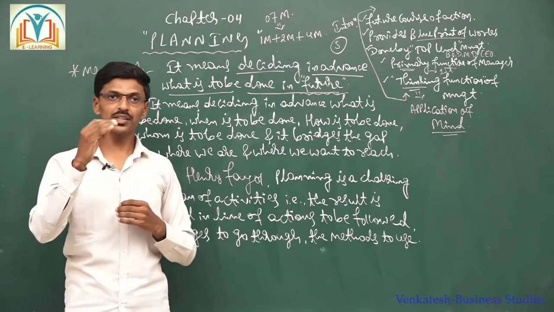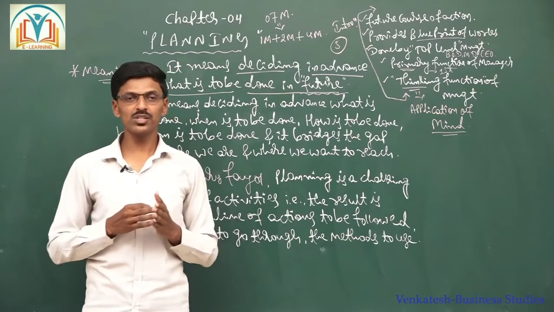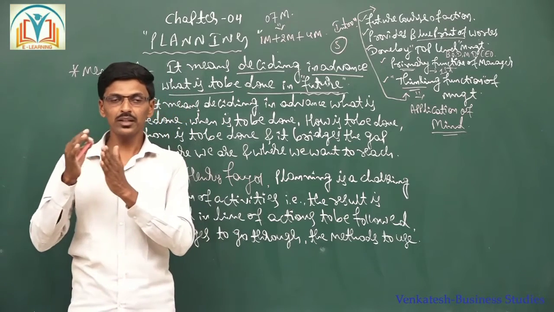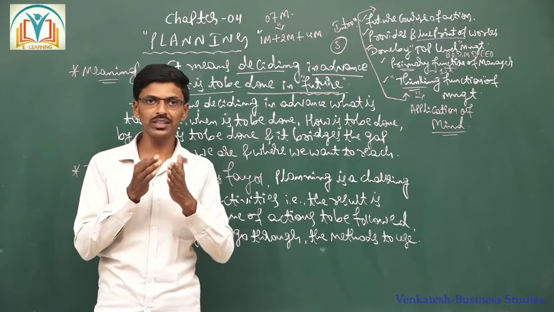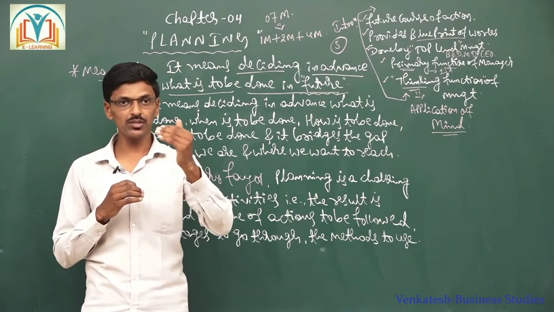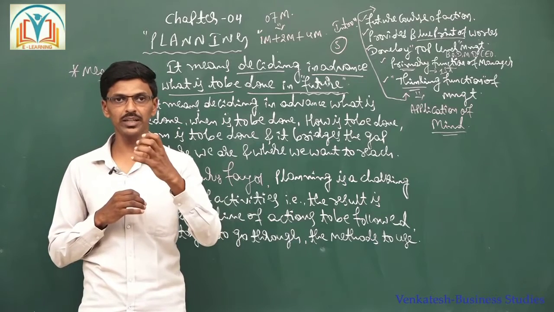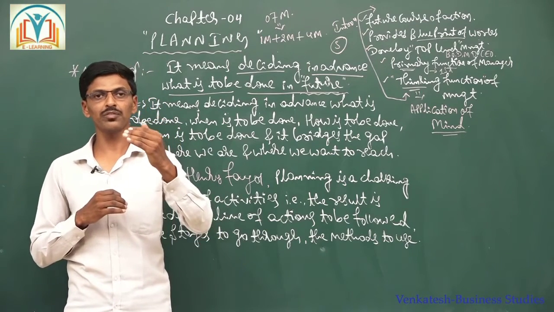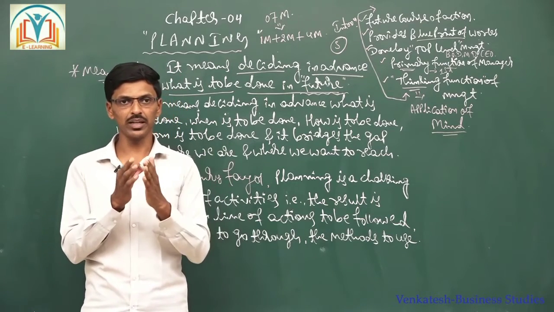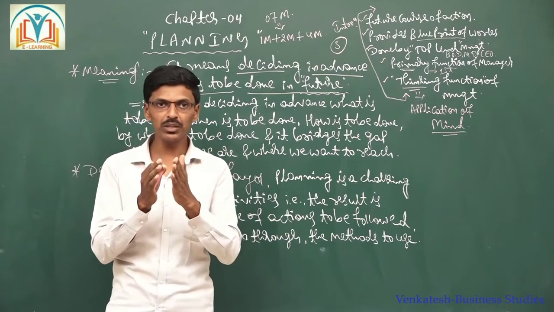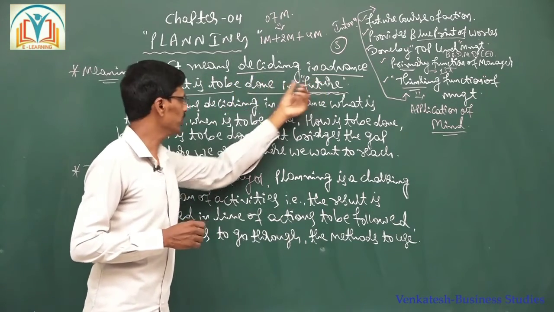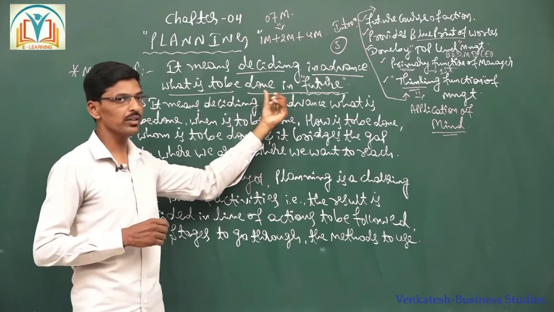So we are deciding about the future activities well in advance as per the data which are available with us. We are going to estimate, we are going to assume, and we are going to predict the future course of action well in advance. That is called planning. So in simple words, planning means deciding in advance what is to be done in future.